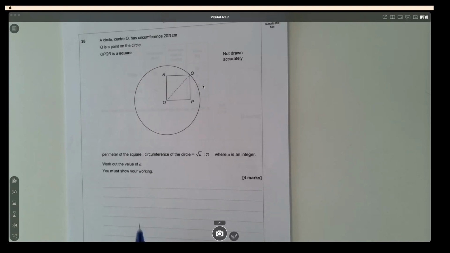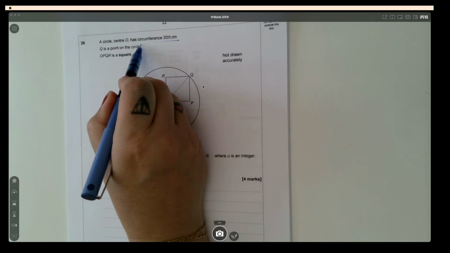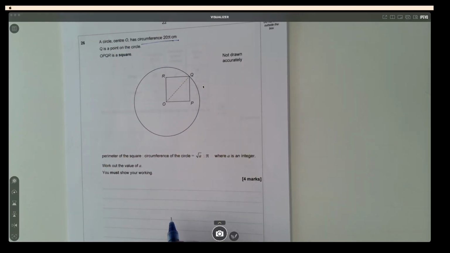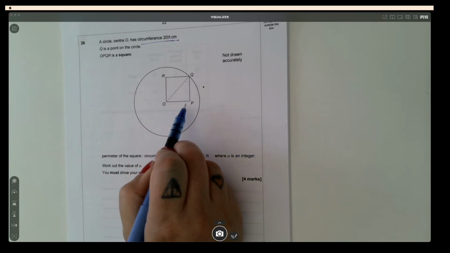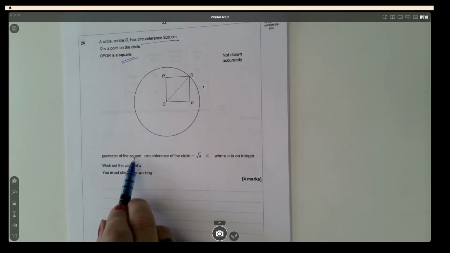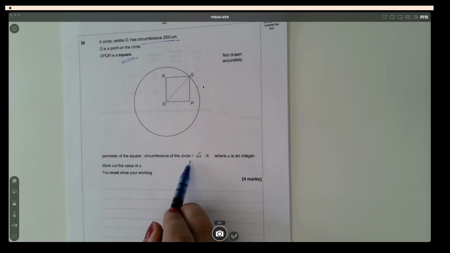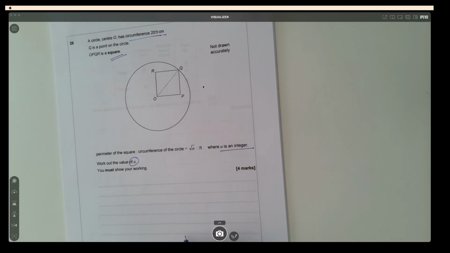Question 26. A circle, centre O, has a circumference of 20 pi centimetres. Q is a point on the circle and OPQR is a square. It being a square is important because we need to remember the properties of a square. So the ratio of the perimeter of the square to the circumference of the circle is equal to root A to pi, where A is an integer. Work out the value of A, you must show your working out.